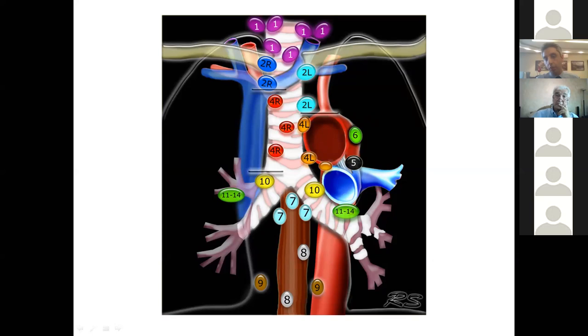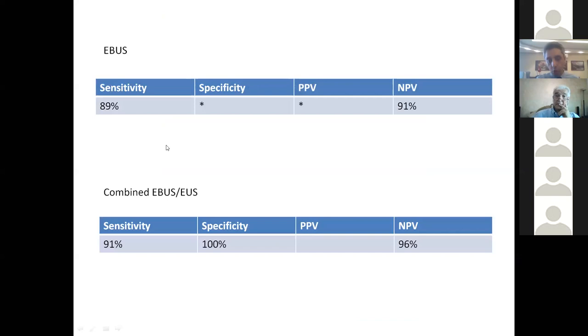Now, EBUS is a very good, very performant test. It has a sensitivity of about 90% with a negative predictive value of 91%. And if you combine it with the EUS, in the studies, its sensitivity went up to 91 and the negative predictive value to 96. So obviously a test that performs very well.